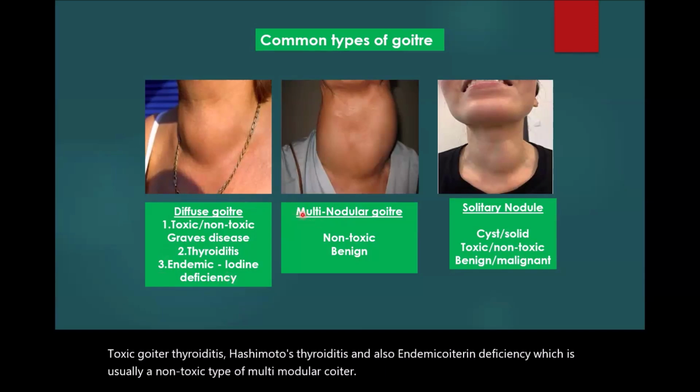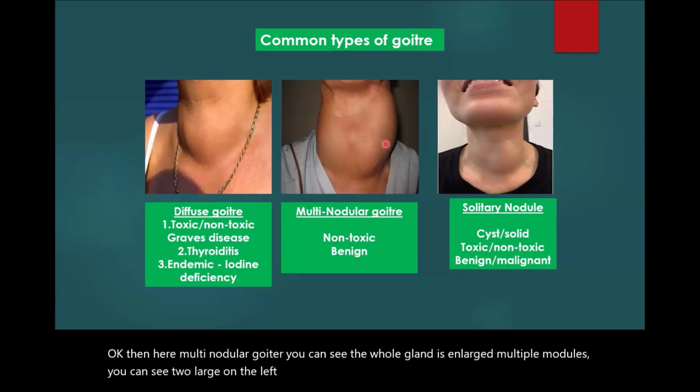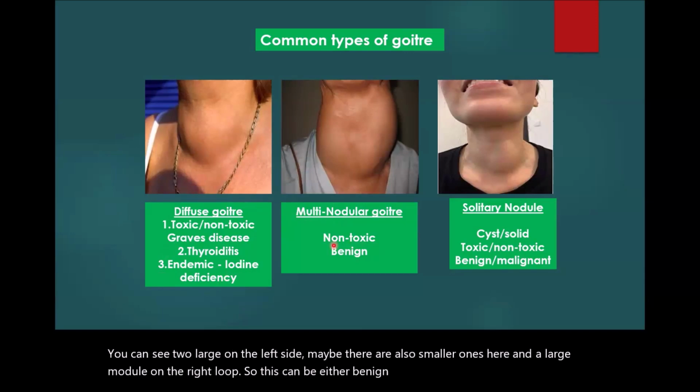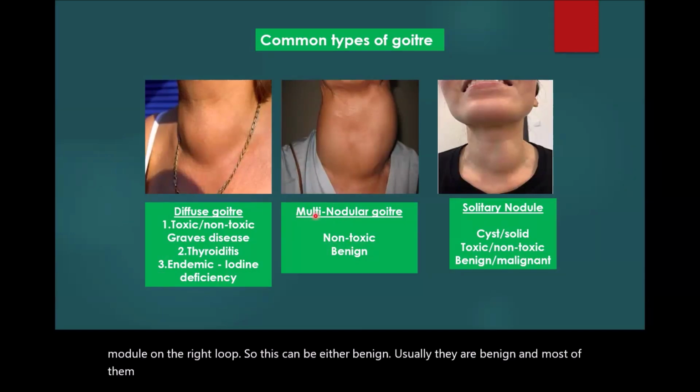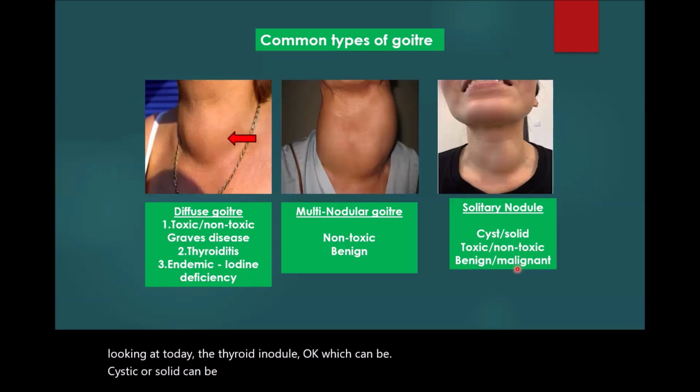Okay, then here, multinodular goiter, you can see the whole gland is enlarged. Multiple nodules, you can see 2 large on the left side. Maybe there are also smaller ones here, and a large nodule on the right lobe. So these are usually benign, and most of them are non-toxic. So this is a multinodular goiter. The third category is what we are looking at today, the thyroid nodule, which can be cystic or solid, toxic, non-toxic, benign or malignant. So these are the various lumps that you see here.